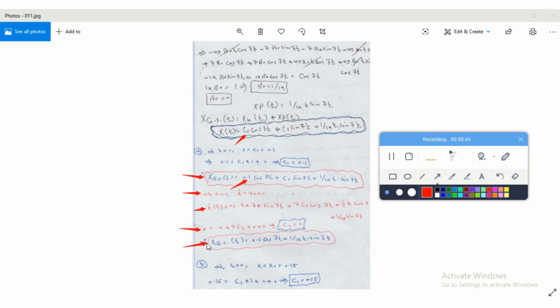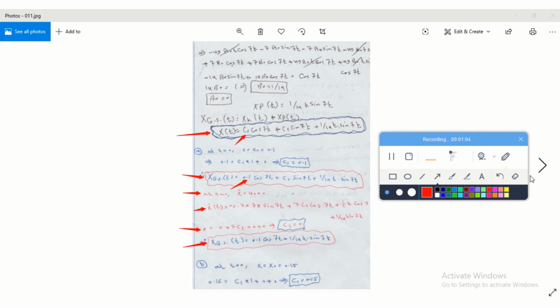So the final general solution for this part is 0.1 cosine 7t plus c2, which is equal to 0, plus 1 over 14 t sine 7t.